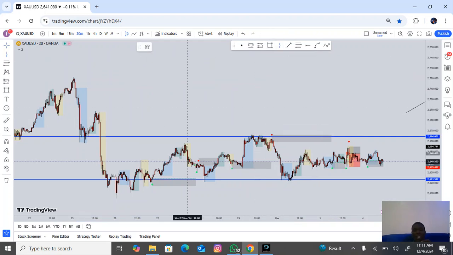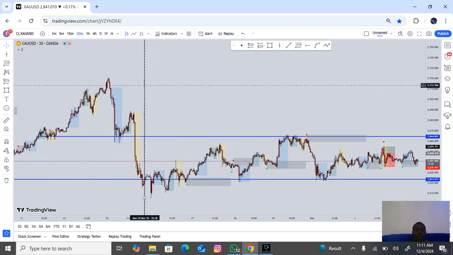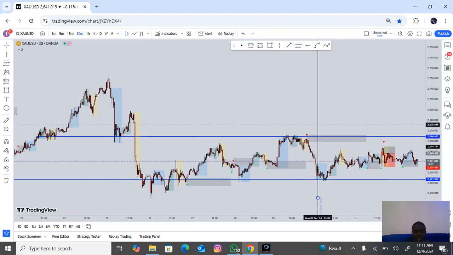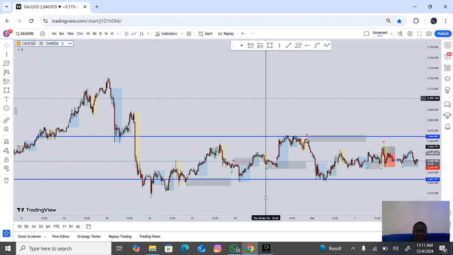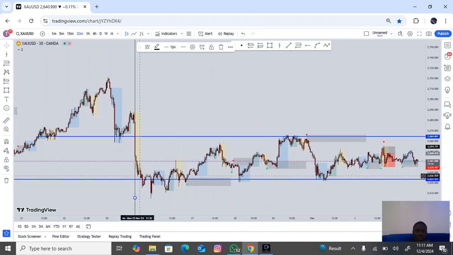So this is the vertical line, right? As you can see, it's a vertical line. What is it used for? You can use it to check the day or the date of a particular candle. For instance, you want to know what day this particular candle right here is. You look down at the bottom part and you see Monday 25 November 2024 at 15:00, which is 3 o'clock.